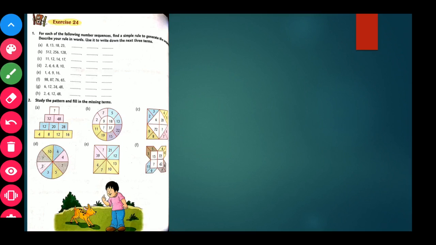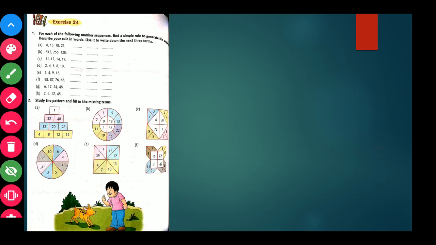Thank you. Now come to exercise 24. Here question number 1 is, for each of the following number sequences, find a simple rule to generate the sequence. Means here some patterns are given, and you have to find the rule in which these patterns are given, and you have to find the next three terms.